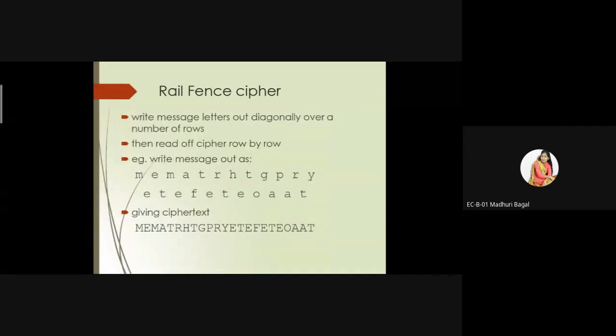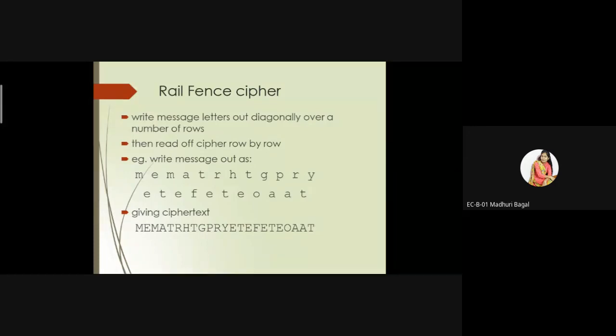Okay, so one by one we understood the rail fence cipher and row transposition cipher. So now everyone focus on your screen. The first algorithm is the rail fence cipher.